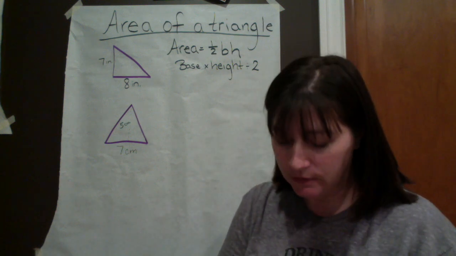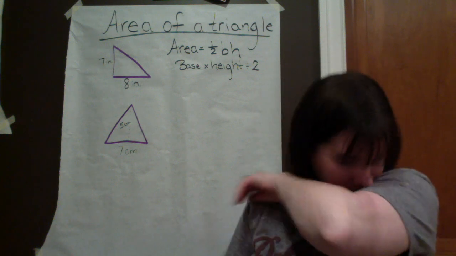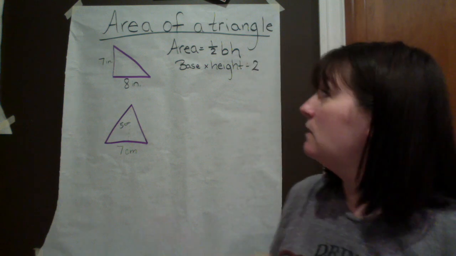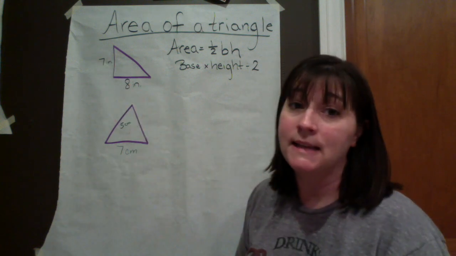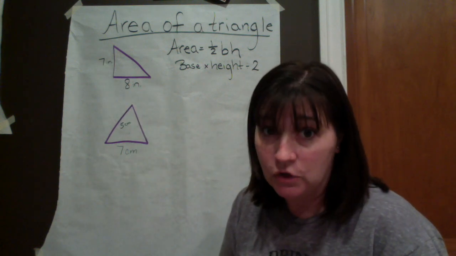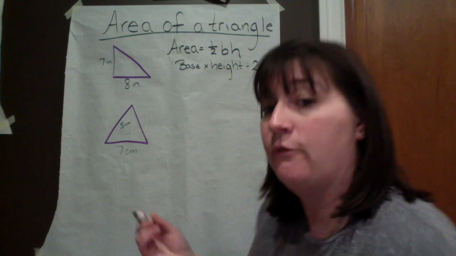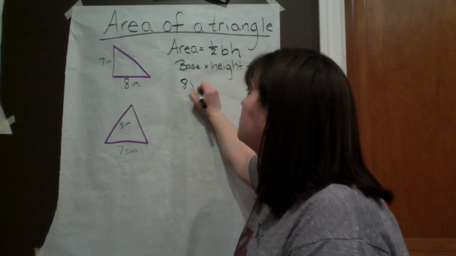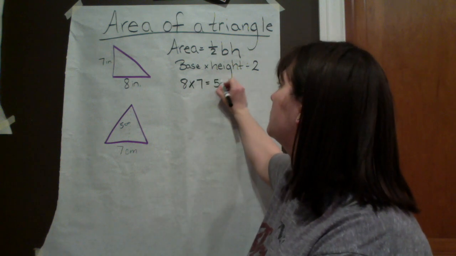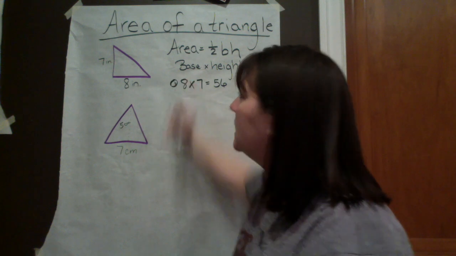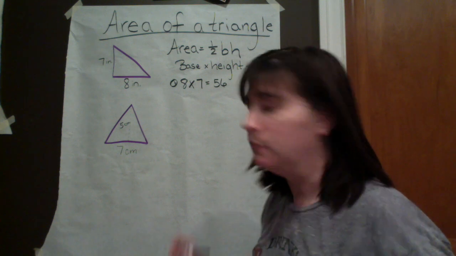So I have a couple triangles already drawn on here for you. So this triangle, the base is 8 and the height is 7. In order to find the area for this triangle, I have to take 8 times 7 and then divide that answer in half. So I'm going to take 8 times 7, which is 56. Okay, so that's step 1. Step 2 then is to take 56 divided by 2.